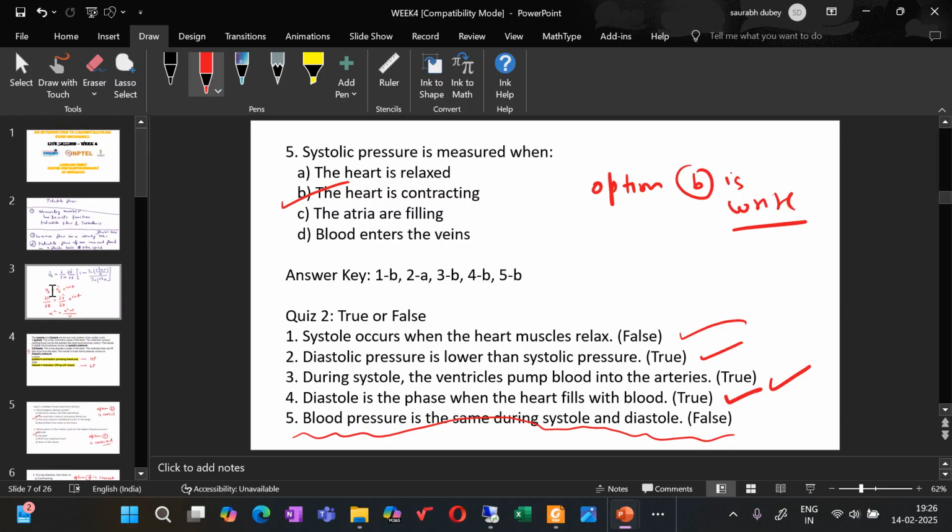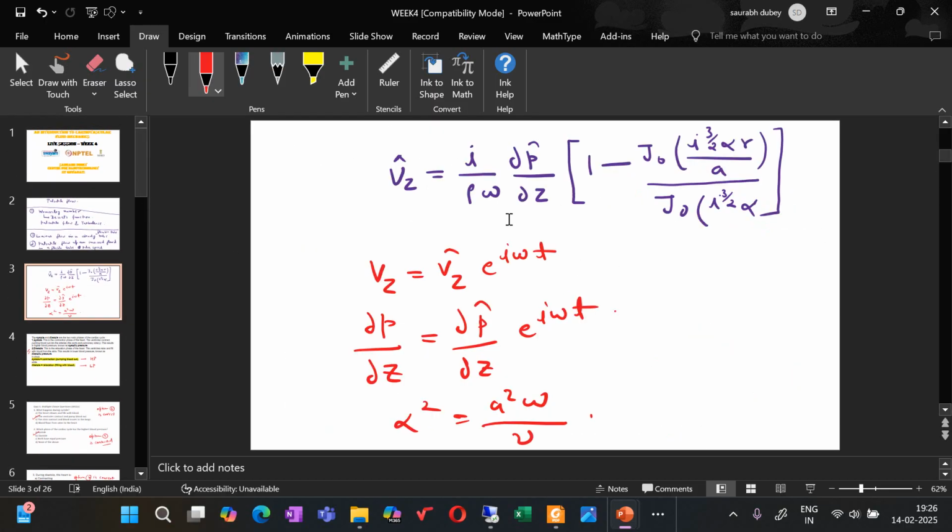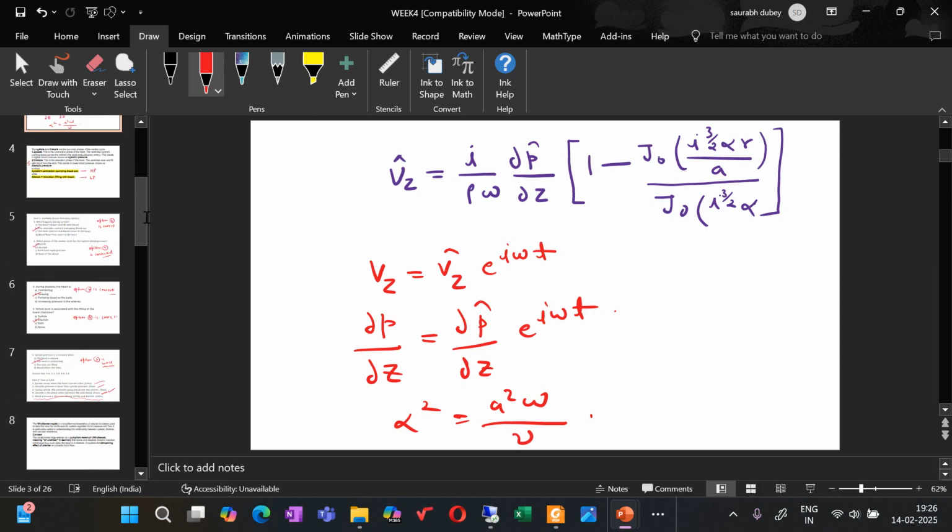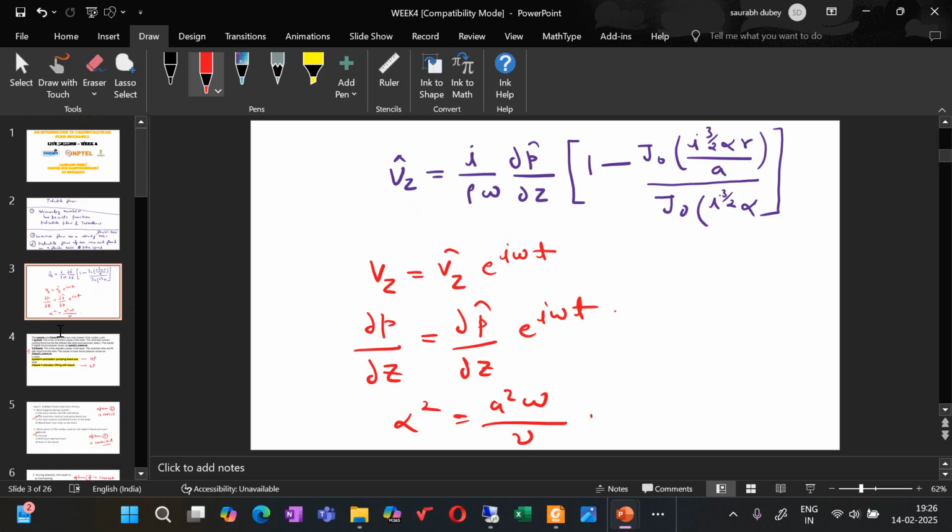So what I'm saying is, in the last lecture you have seen this vz, which is i by rho omega del p cap by del z. So this came out of this pulsatile flow, and there the temporal and the spatial variation of this pressure and velocity has been considered, and based on the Womersley number, higher, lower, or intermediate, there were the solutions coming up, right?